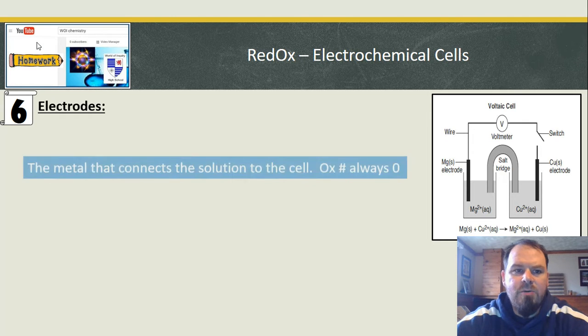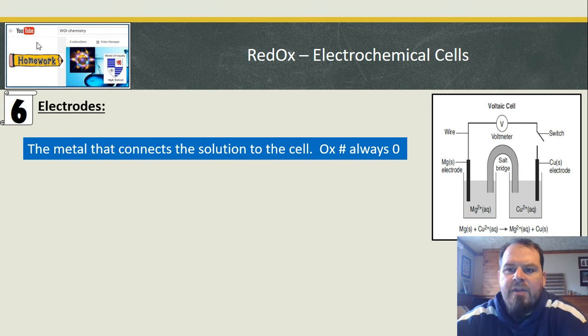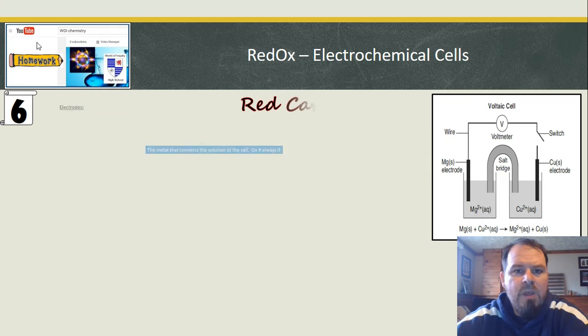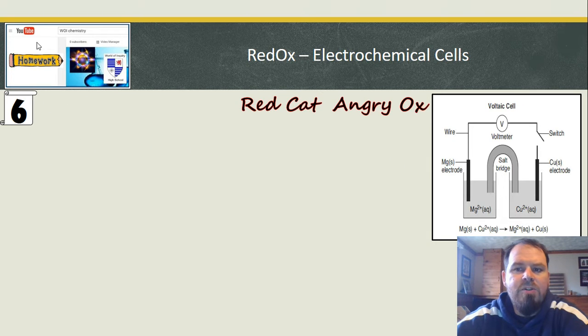Then we get into the actual electrodes. The electrodes you can see, and they're labeled in the picture. I have a magnesium electrode and I have a copper electrode. They're solids, so they're all pure elements. So they're going to have an oxidation number of 0 every time in our redox reactions. Okay, then I've got to remember how to assign which one of the electrodes to which process.